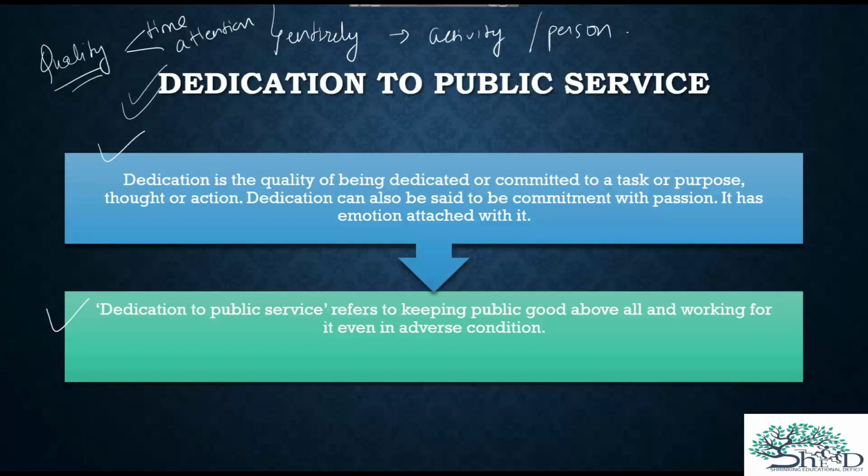All right, the other part of dedication is dedication to public service, which is our topic. This means that we put public over personal, that is public interest over personal interest, not just when it is easy but when it is hard, because when it is easy everybody can do it. Why do you maintain your values? When it is tested in difficult situations, right?